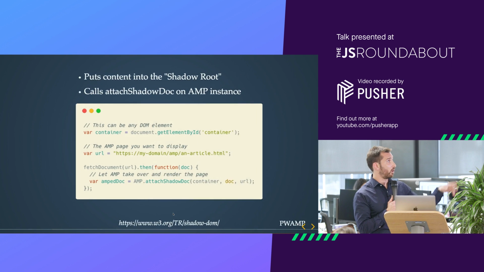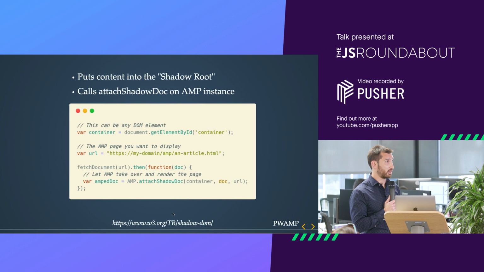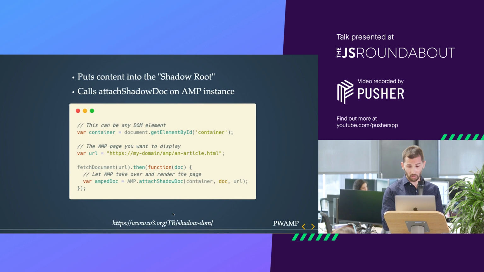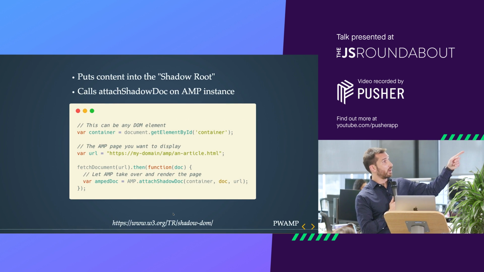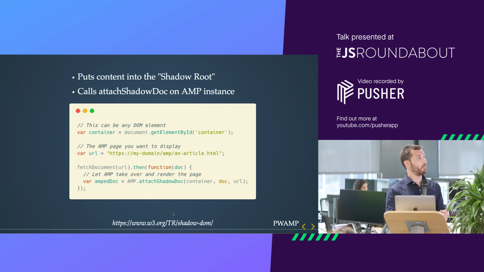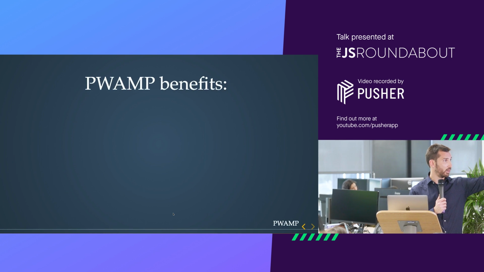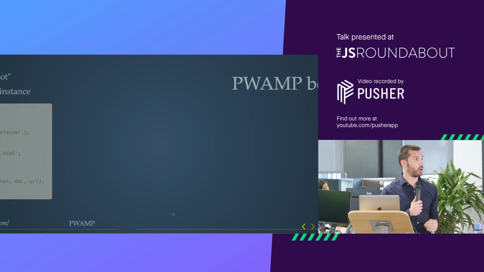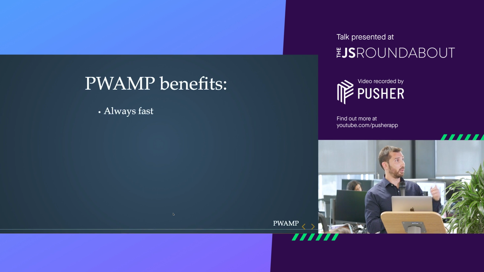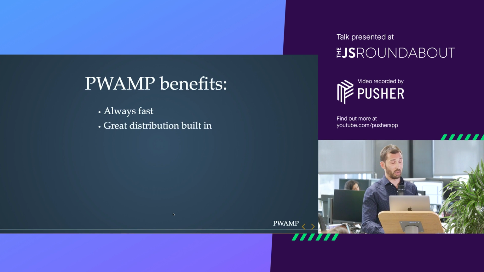gets the data using XHR because fetch is not supported. And then as soon as it gets the data from the AMP, it's going to create a container in the HTML. This one is, let's say, the URL where the AMP pages are hosted. And then, through the AMP attachShadowDoc, it's going to paste in the new content that we got.